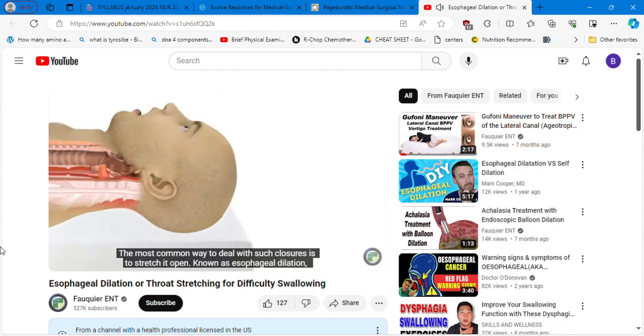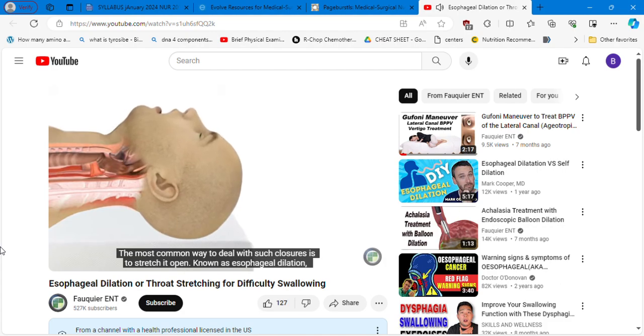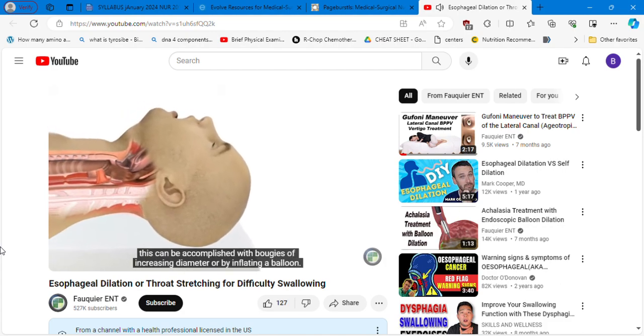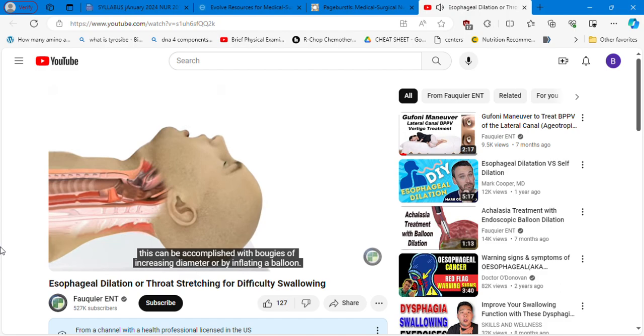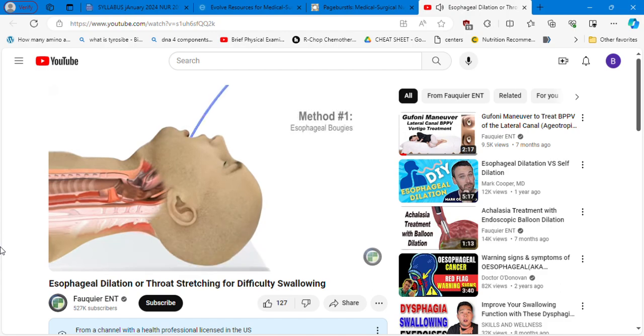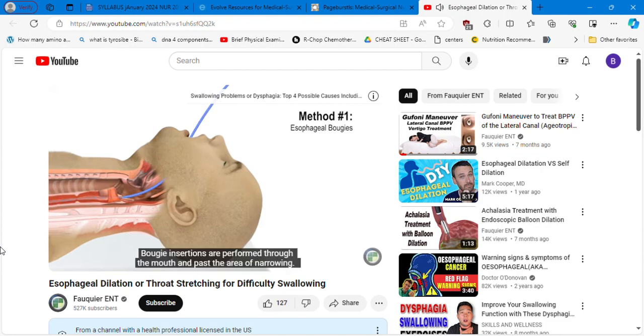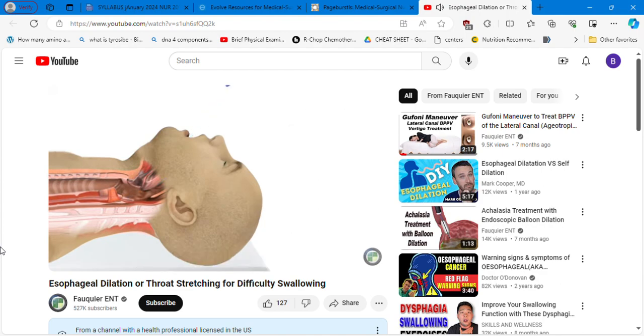The most common way to deal with such closures is to stretch it open. Known as esophageal dilation, this can be accomplished with bougies of increasing diameter or by inflating a balloon. Shown first is serial dilations using esophageal bougies. Bougie insertions are performed through the mouth and past the area of narrowing. Larger and larger diameter bougies are inserted one after another to slowly stretch open the esophagus.